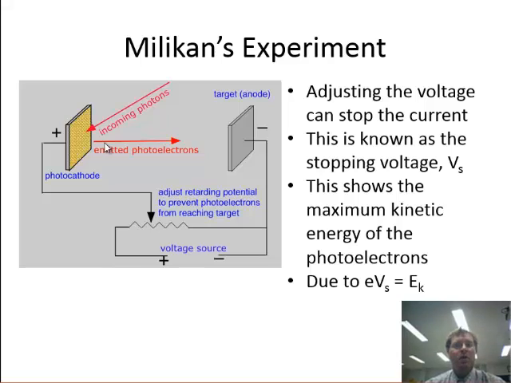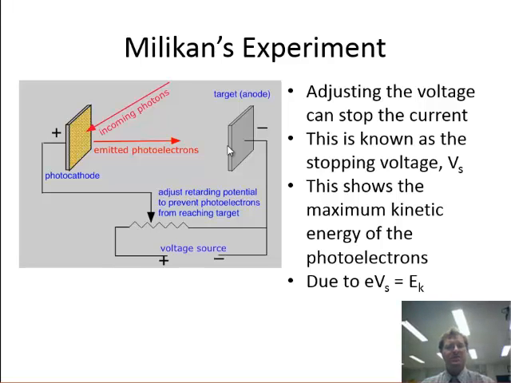Now what he was able to do was, by adjusting the voltage, he was able to stop the current. Normally an electron would be emitted, and the electron was able to travel from one charged plate to another. Remember these are electrons, so they would be naturally repelled away from the negative plate. But if they had enough kinetic energy, it would allow them to reach the target anode.